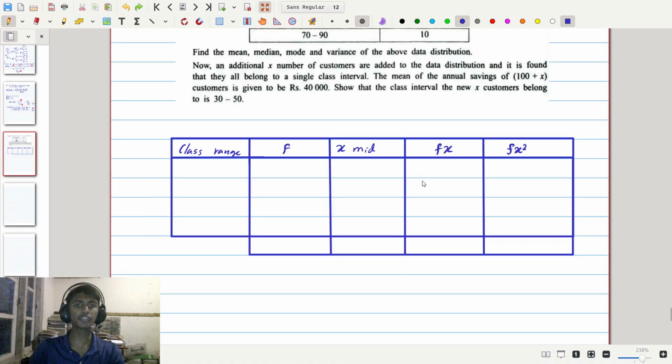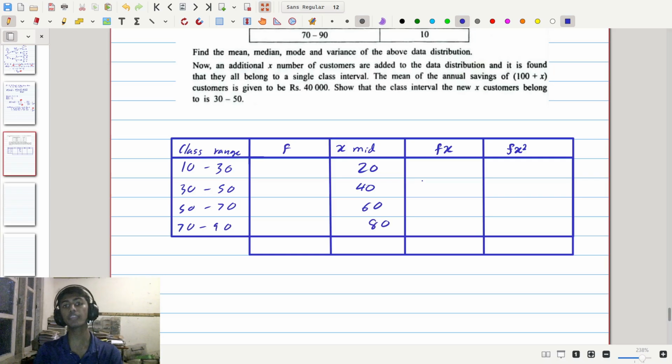So for this, the general pattern is to draw this kind of table. This kind of table is usually drawn where you draw the class range in this column, the frequency in this column, and the mid values of the class ranges in this column. So basically in this class range, if we have 10 to 30, we would write 20 here. If we had 30 to 50, we'd write 40 here. If we had 50 to 70, we'd write 60 here. And finally, if we had 70 to 90, we'd write 80 here.